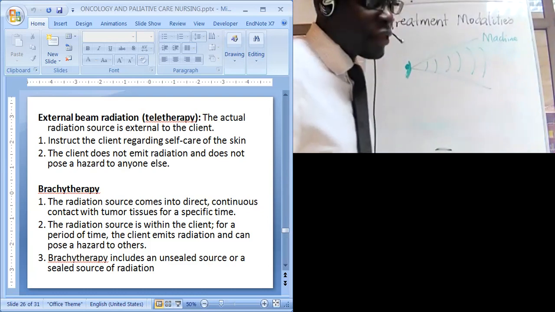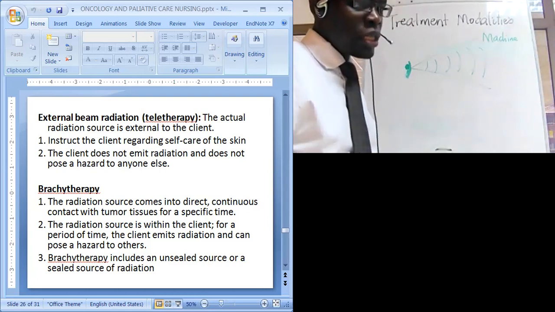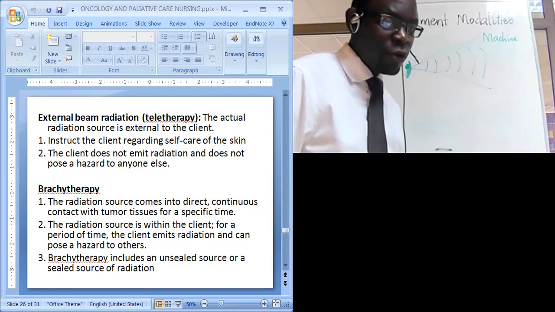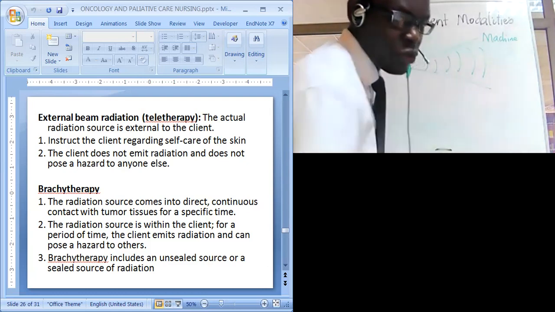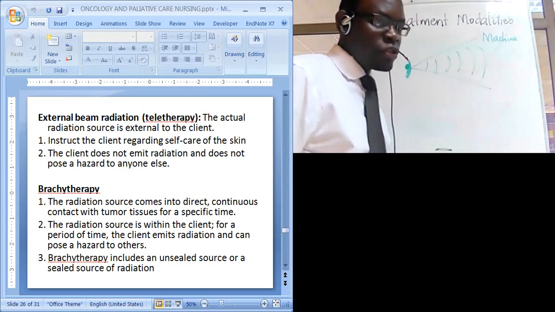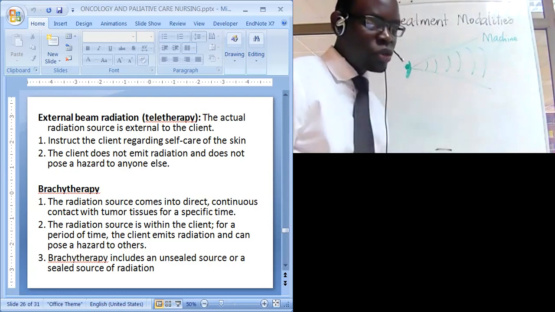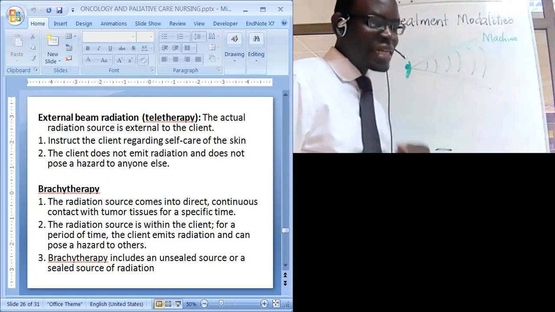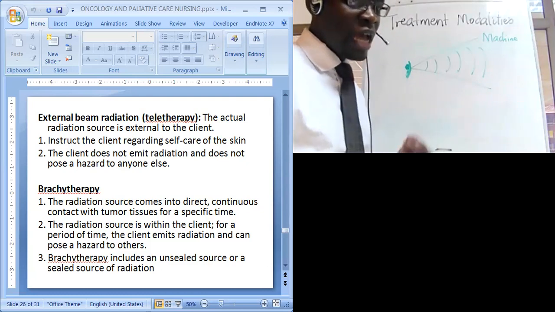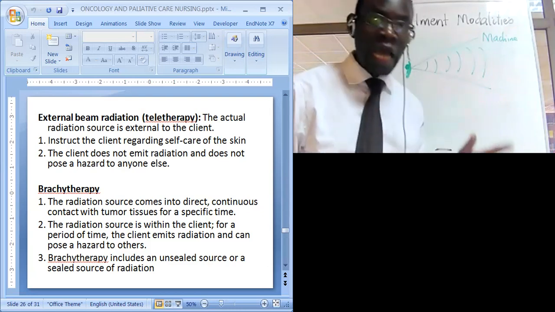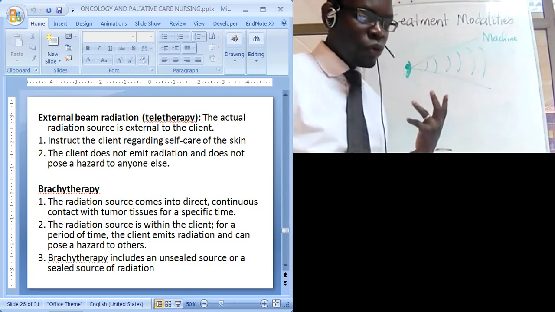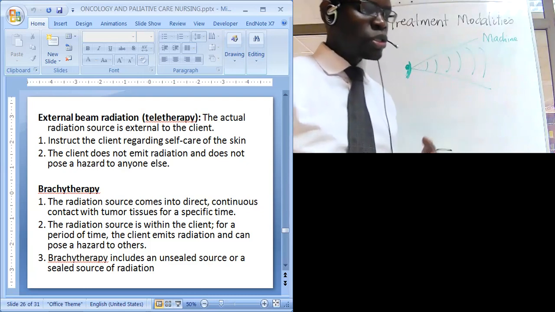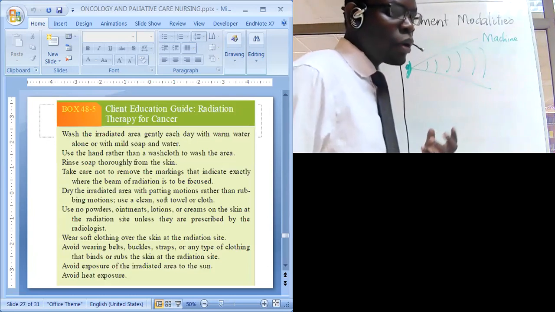The other one is brachytherapy, and brachytherapy is basically internal. The radiation source comes into direct continuous contact with the tumor tissues. For example, patients who have cervical cancer, they put the source within the vagina. So the radiation source comes into direct contact with the tumor tissues for a specific period of time. The radiation source is within the client for that period, and the client emits radiation and can pose a hazard to others. For this case, it therefore means that the client should be isolated and put in a separate room, so that they don't pose a threat to others. So it includes what we call an unsealed source or a sealed source of radiation, as we are going to see.